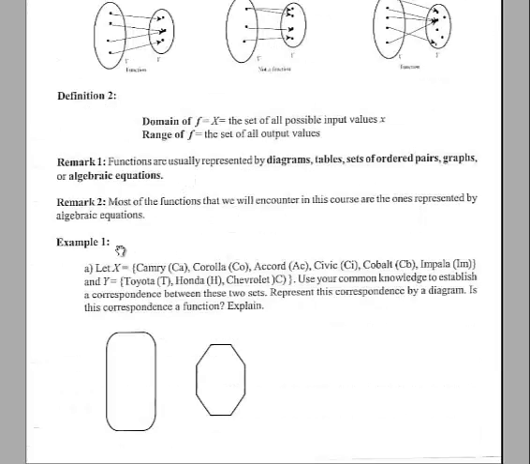If you'll look down at the bottom at example 1, they are giving us a first set. Like I said, most of the time we'll be dealing with algebraic equations, a different representation of a function, though not every algebraic equation is a function. Down at the bottom, we call the input the X set, and we have Camry, Corolla, Accord, Civic, Cobalt, and Impala.